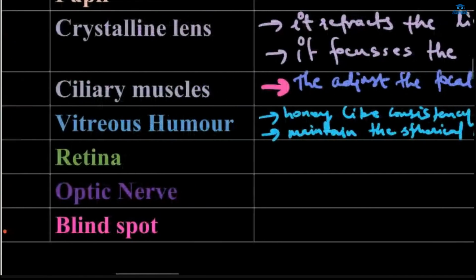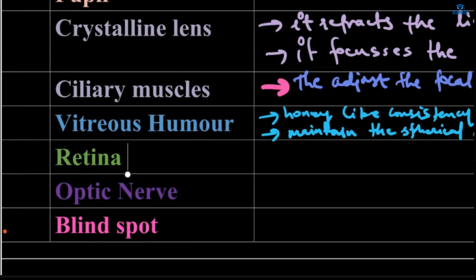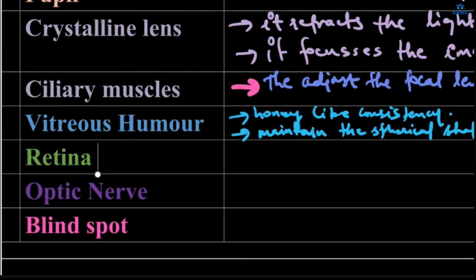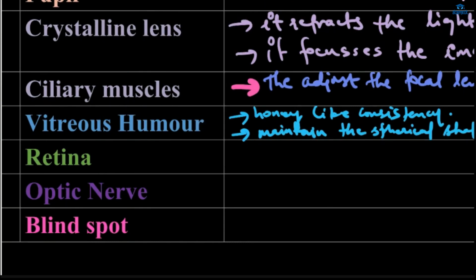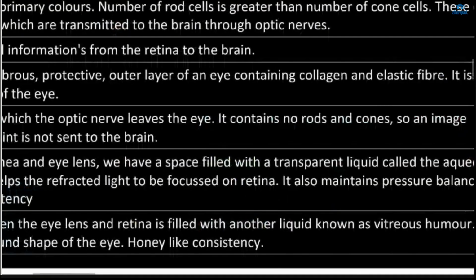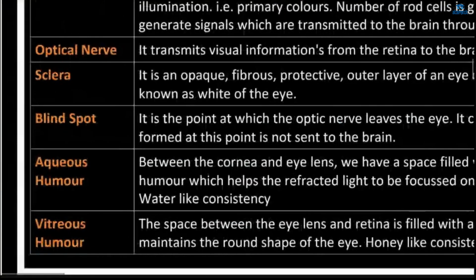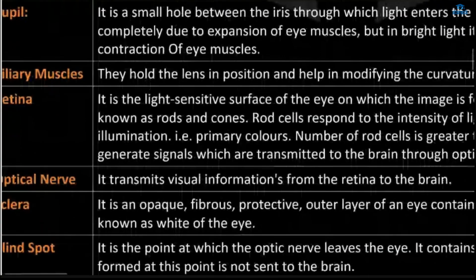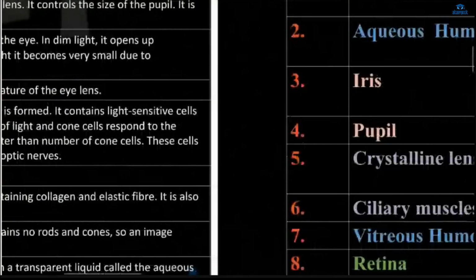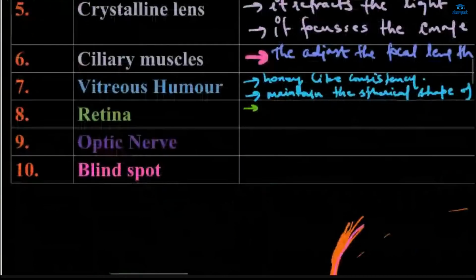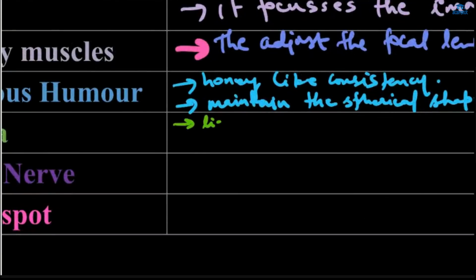Okay, retina. Retina is the photographic plate. What does it do? Retina is a photographic plate, and what do we have to write here? You can see from here what has been written. The retina, light sensitive surface. Here the images are formed.